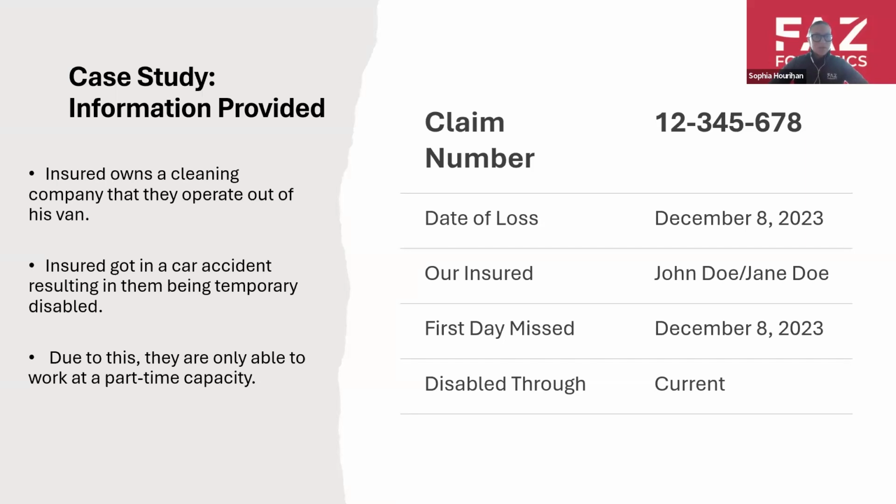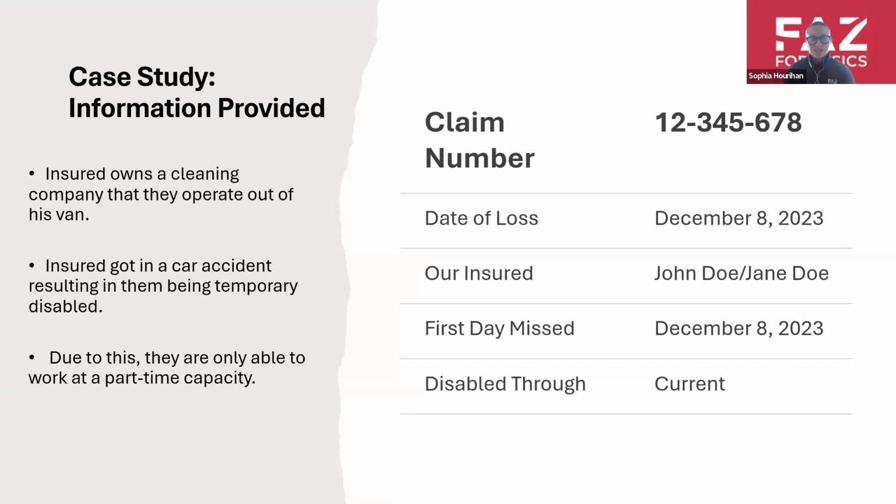People at times will be able to work part-time as a result of their disability. Some people are fully disabled. These are things that we see on the cover letter that we're usually provided or in the claim referral form as well. So the date of loss here will be December 8th, 2023. Our insured, Jane Doe, John Doe, first day missed. We're going to stick with that December 8th, 2023.